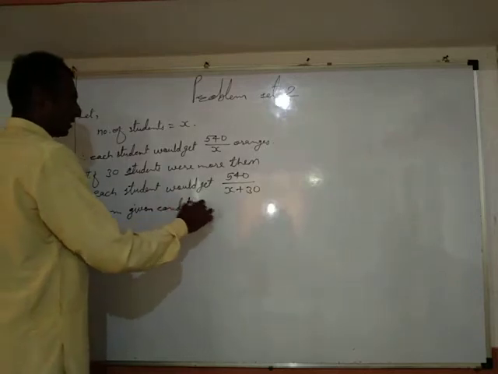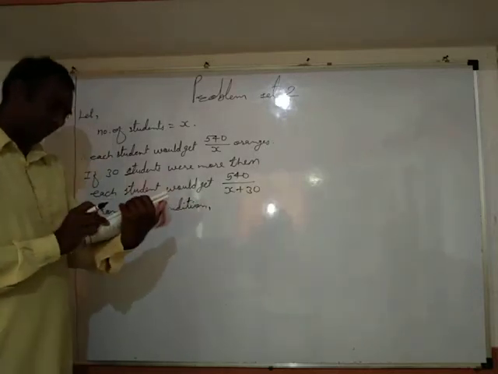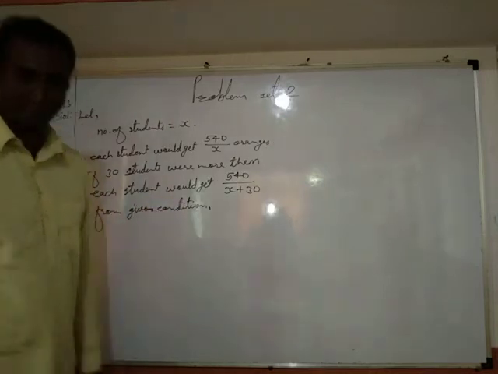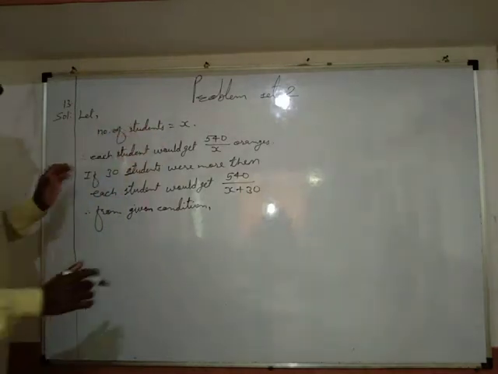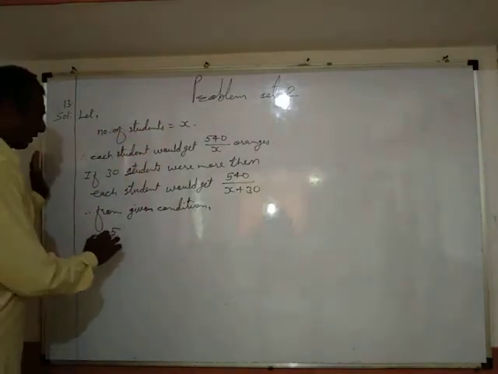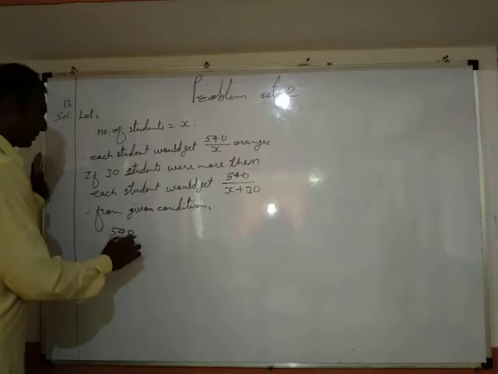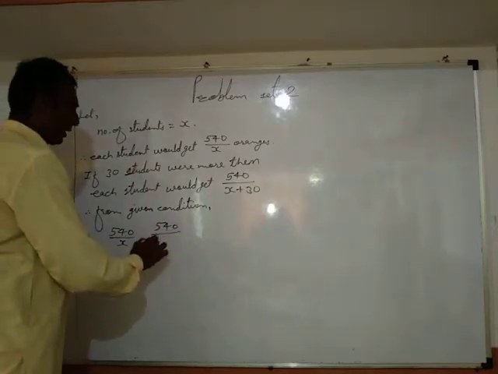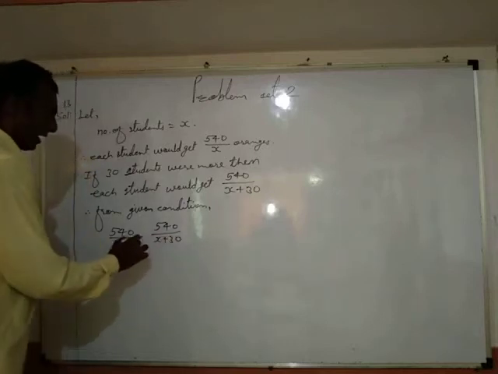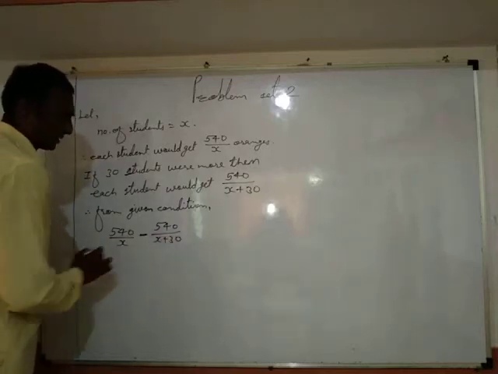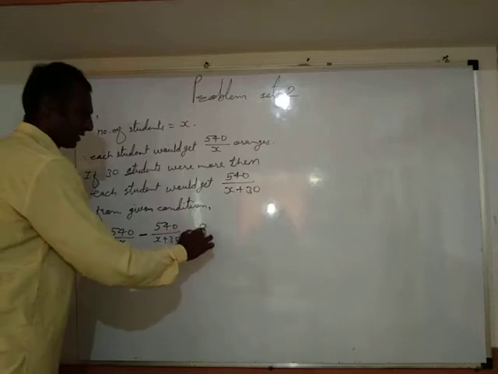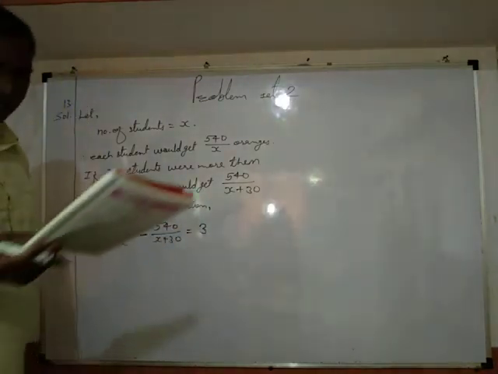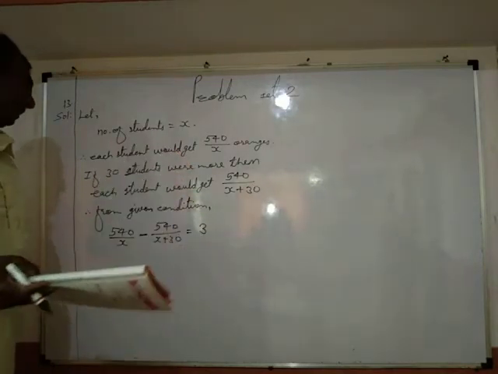what is the given condition? If 30 students were more, each would get 3 oranges less. Means initially they were getting 540 upon x oranges. Now they are getting 540 upon x plus 30 oranges. And the difference, means subtraction, is 3. Okay, because he tells us that each would get 3 oranges less.